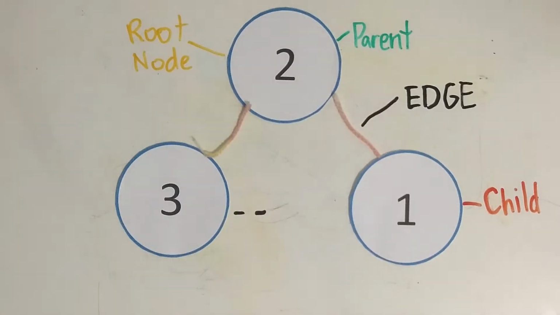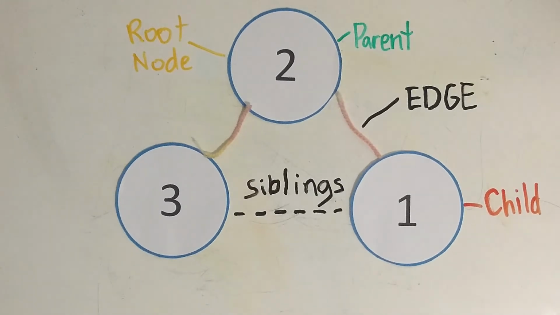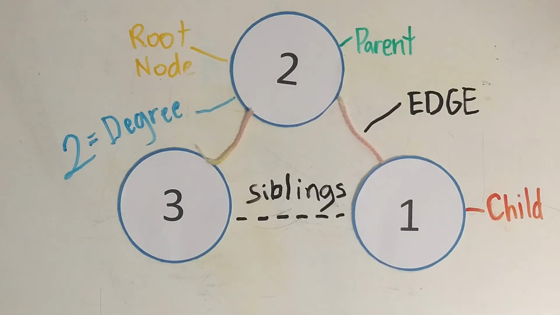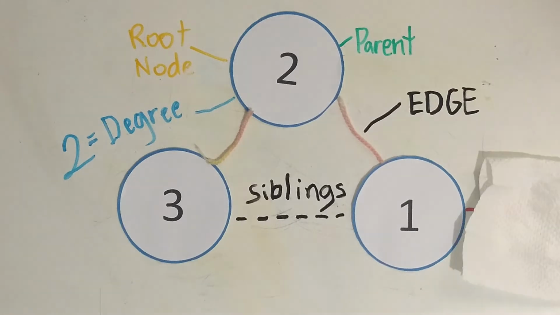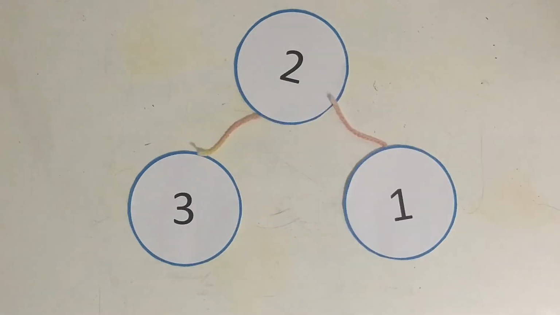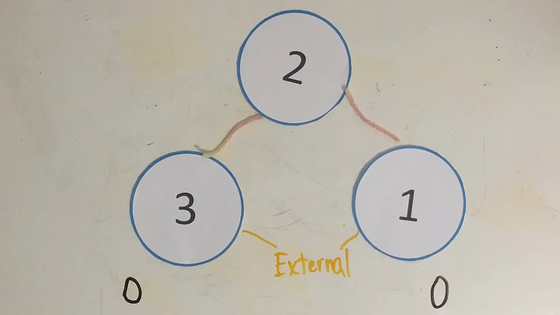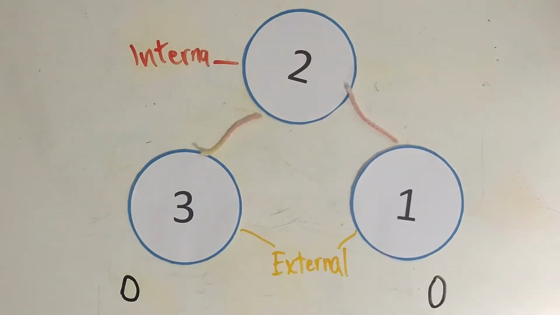Furthermore, children can be called siblings if they have the same parent, and from this, the degree of the node is the total number of children of that node. Another way to classify the nodes would be by either external or internal. External nodes are nodes which do not have any children, and these nodes are found at the bottom of the tree. Internal nodes are nodes found within the tree and have at least one child.